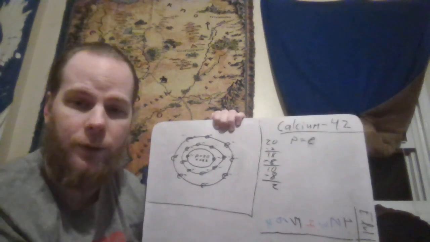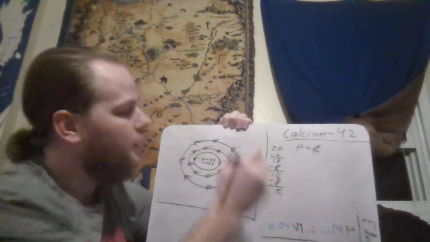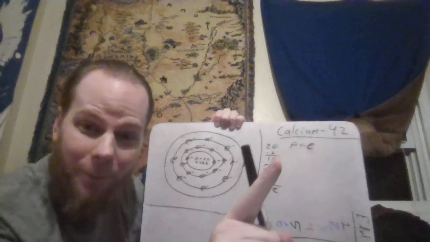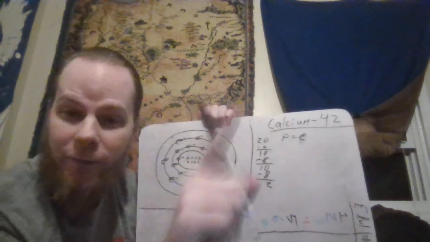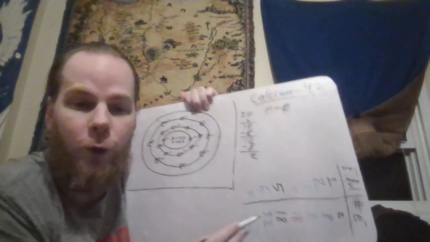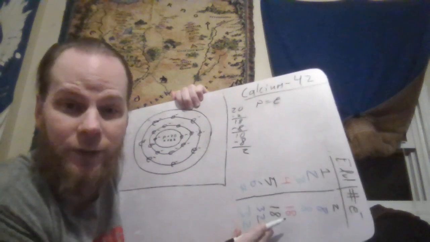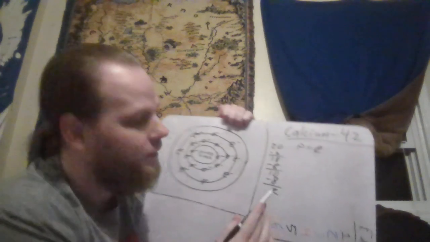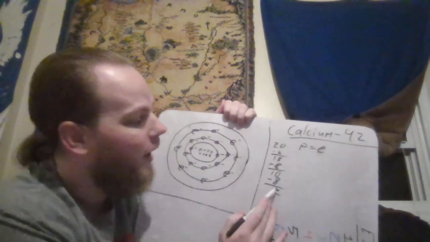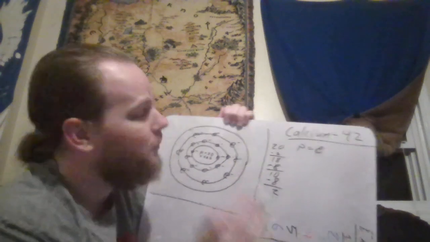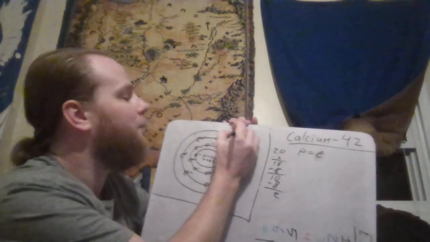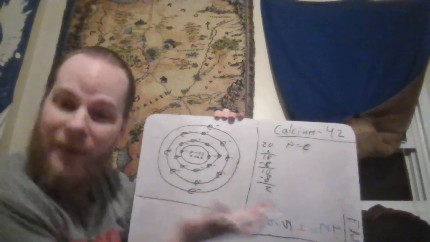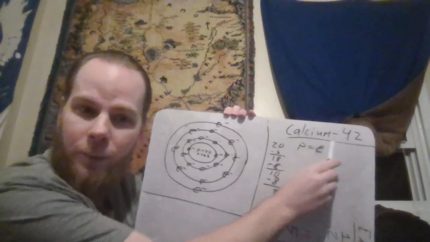Well, where do those 2 have to go? Well, they go in the 4th circle. So I'm going to draw a 4th circle. But this time, I am not going to fill it. The 4th energy level holds 18 electrons. But I don't need 18 electrons. I only need 2. So I'm only going to put 2. And I'm going to put them on opposite sides. And ta-da! That is a Bohr diagram for calcium-42.